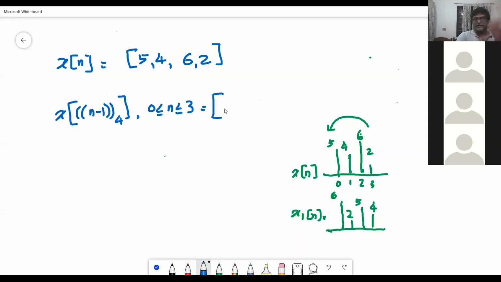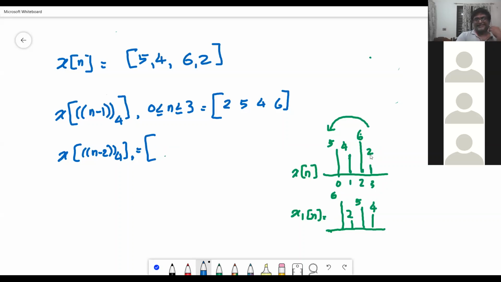Meenakshi or Anthony, whoever can answer this, anyone can answer. Sir, it will be 2, 5, 4, 6. Right, exactly. This will be 2, 5, 4, 6. Very good. So what will be x of n minus 2 modulo 4? If I write this, what will be the value? Meenakshi, what is this? This will be 6, 2, 5, 4.